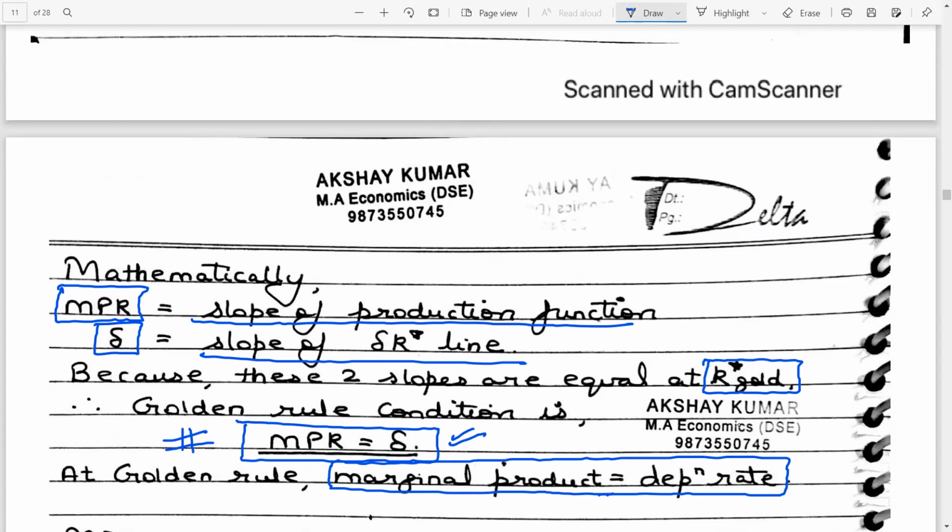In the last lecture, we talked about the steady state, the condition for the steady state level of capital. In this lecture, we saw that among all steady state levels of capital, we have chosen that steady state at which consumption is maximum. And the condition for it is given by the slope of the production function equal to the slope of the delta K star line, which implies MPK is equal to delta.